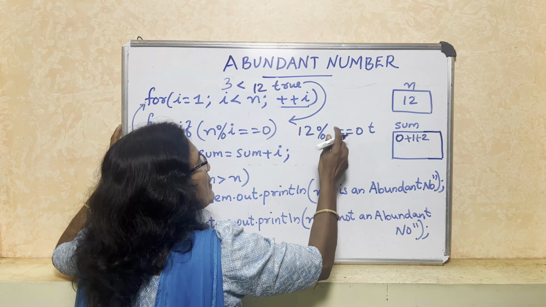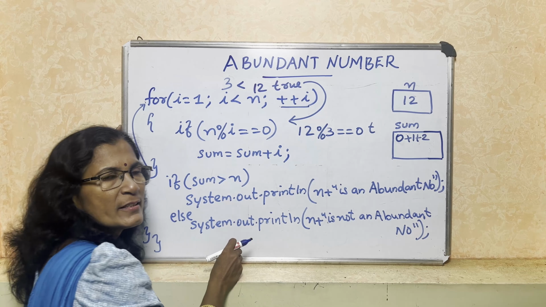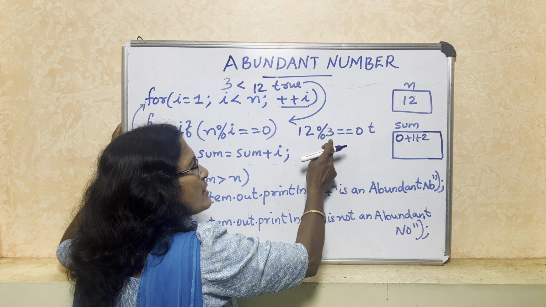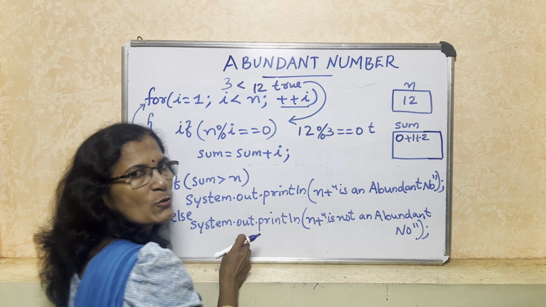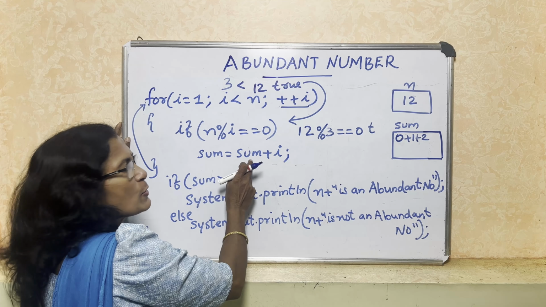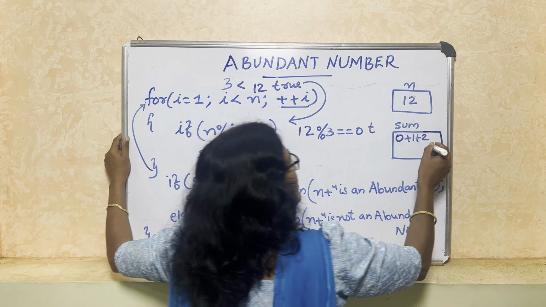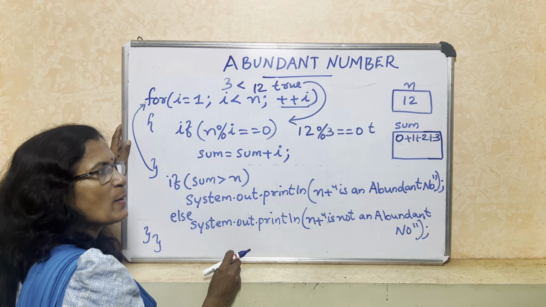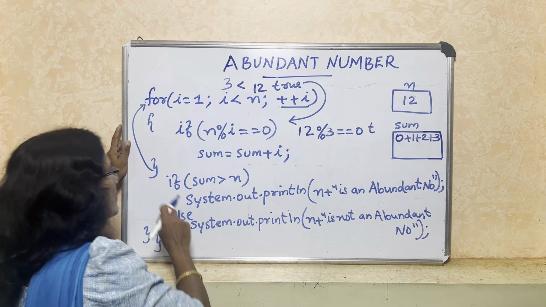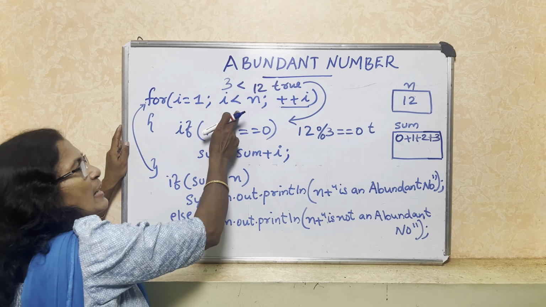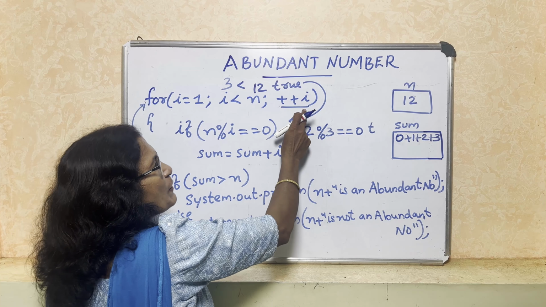12 modulus 3 is equal to 0. Yes, 12 is divisible by 3. It is evaluated to true. So 3 is a factor of 12. Sum is equal to sum plus the value of I, that is 3. Now the current value in sum is 6. Closing of the for loop's body, control resumes to the header line to update the value of I.